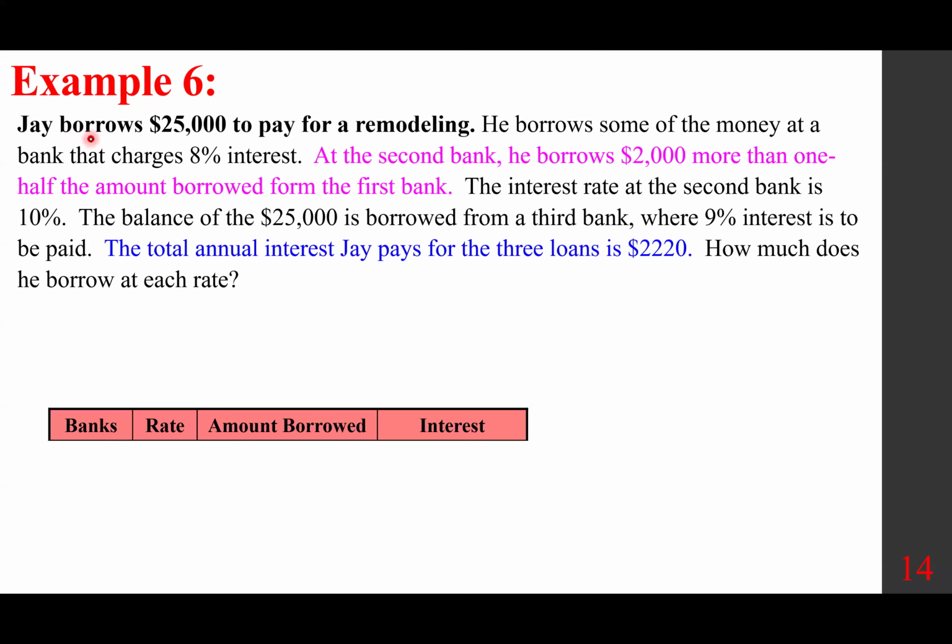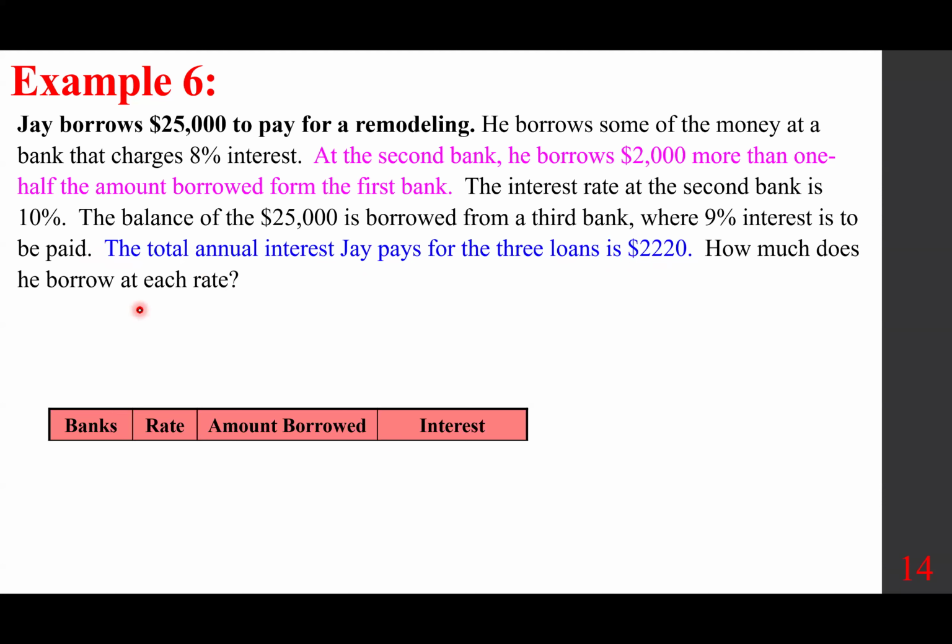Let's look at an application. Jay borrows $25,000 to pay for a remodeling. He borrows some of the money at the bank that charges 8% interest. At the second bank, he borrows $2,000 more than 1/2 the amount borrowed from the first bank. The interest rate at the second bank is 10%. The balance of the 25,000 is borrowed from a third bank where 9% interest is to be paid. The total annual interest Jay pays for the 3 loans is $2,220. How much does he borrow at each rate? So let's see how that is going to work out.